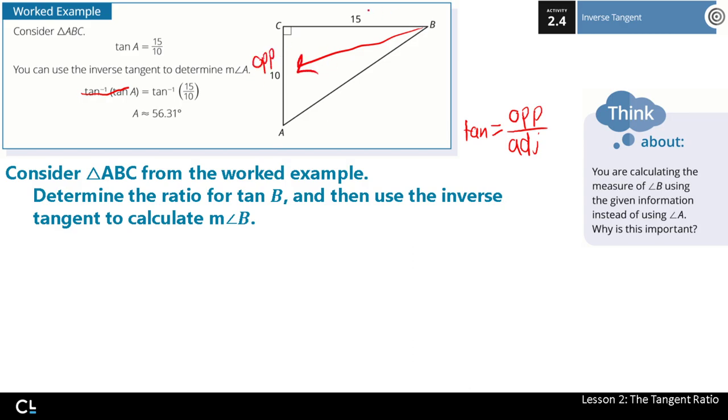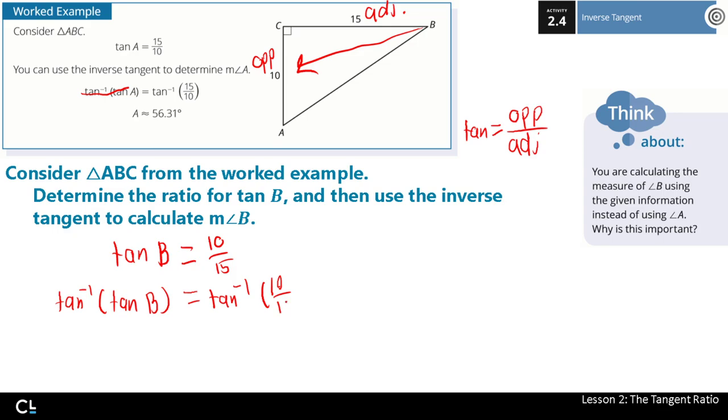Opposite, which means that here is my adjacent. So when we write this, we get tangent of B equals 10 over 15. Now we've got to do our tangent inverse to get rid of this. So we say tangent inverse of tangent B equals the tangent inverse of 10 over 15, right? On this side, they cancel, and I'm just left with B equals, and we plug this into a calculator.